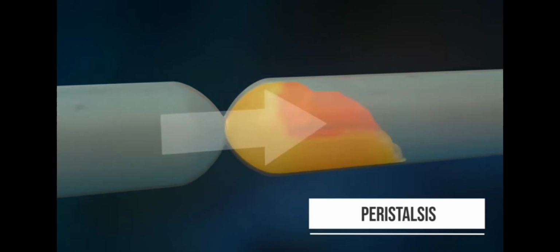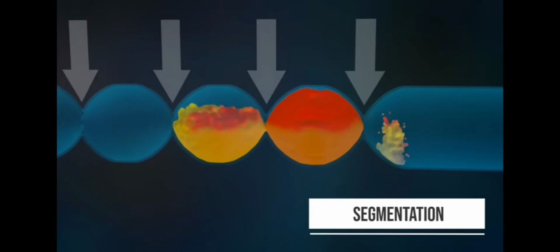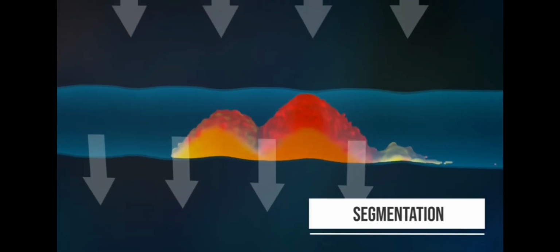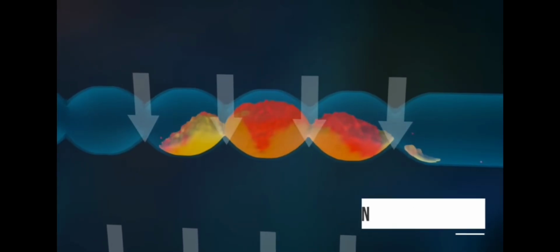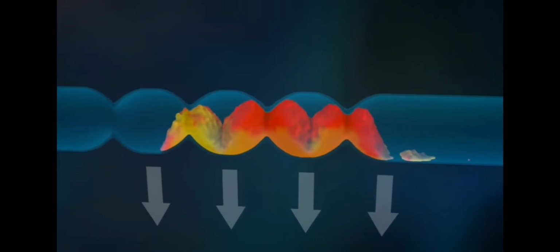As with the esophagus, the food is transported by peristalsis. In contrast, segmentation contractions serve to mix the chyme, which is shown here in yellow and red to make it easier to see the mixing process.